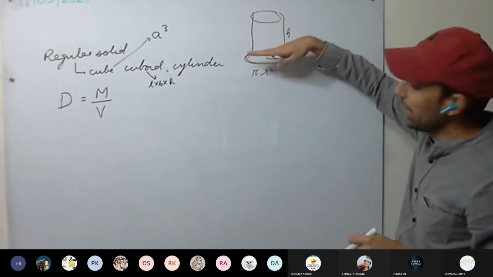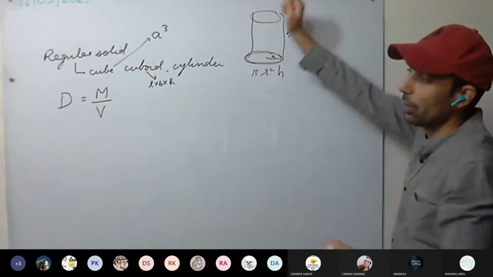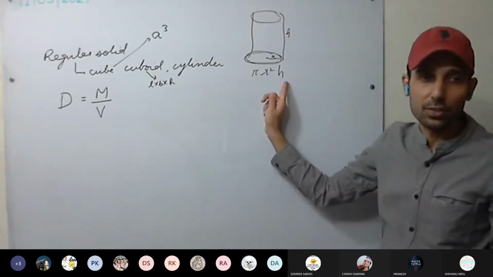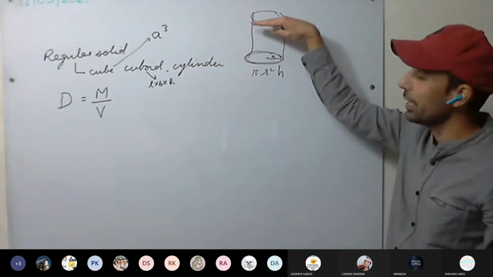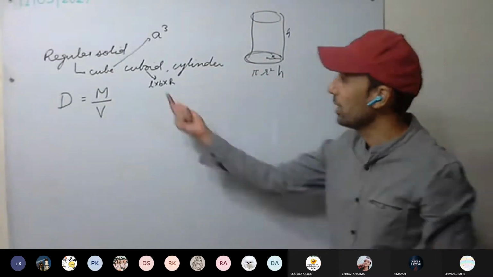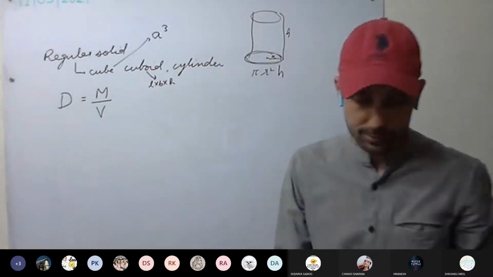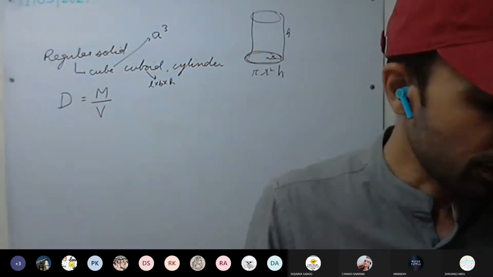See here what we are doing. This is the area of the base, and the area of the base is repeated h times. That will give us the volume of the cylinder. Understood? The base repeated h times gives us the volume pi r square h. Similarly here, length and breadth repeated h times. So we have got the volume.